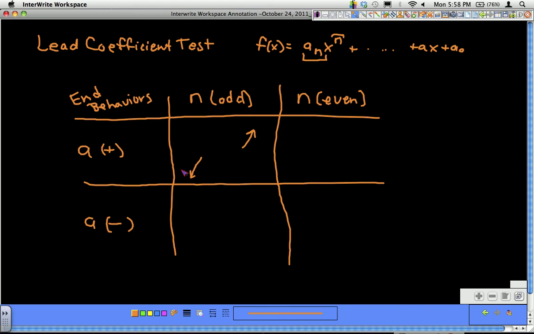Now if it's negative for a, it's the same thing, it just turns upside down. So this would be coming from the left side here. The right side would be the side that's heading down.